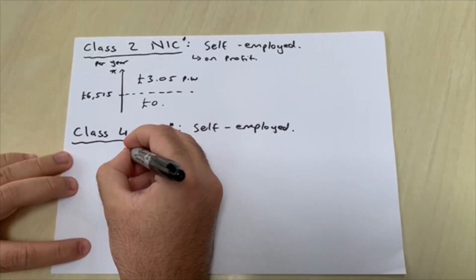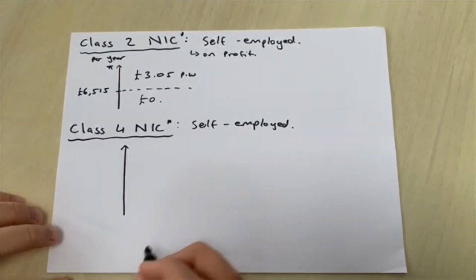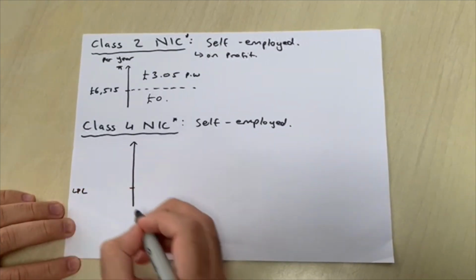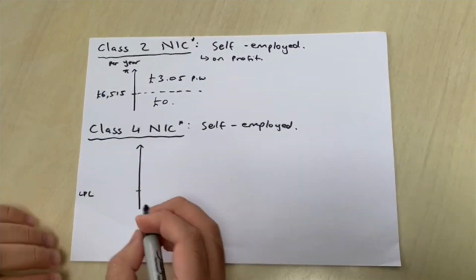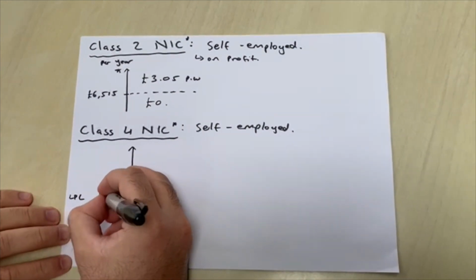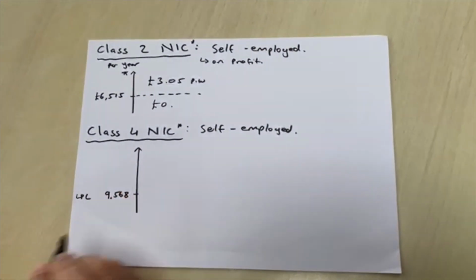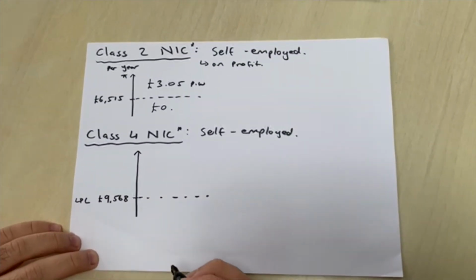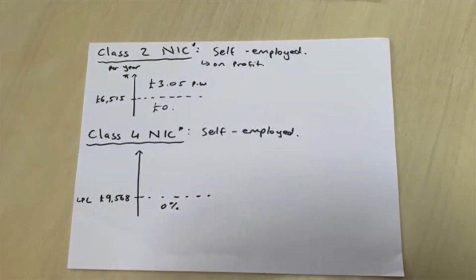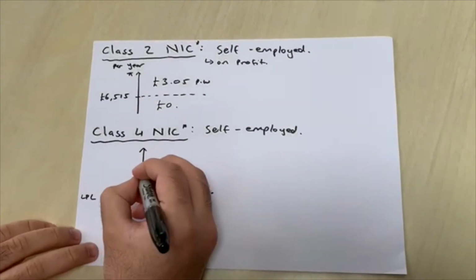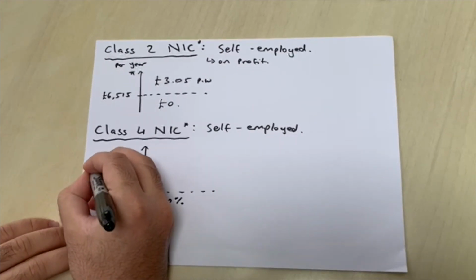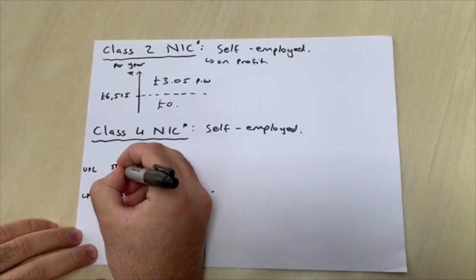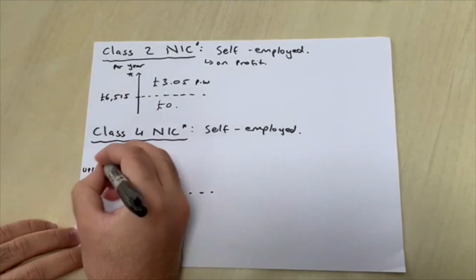So if I just show you my graph again here. There's a lower profit limit threshold, LPL, and that amount is £9,568 for the next tax year, 2021 to 2022. Anything below this amount is taxed at 0%. And now the upper profit limit, I'll put it as UPL, for this year is £50,270.